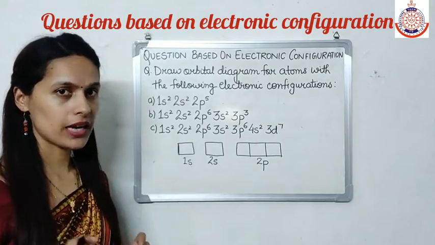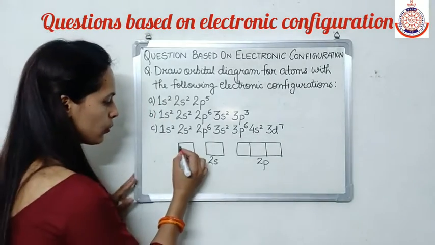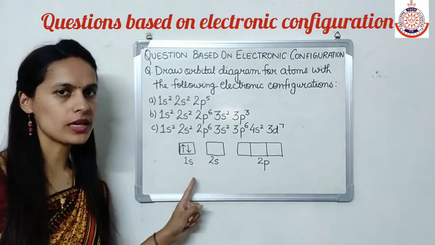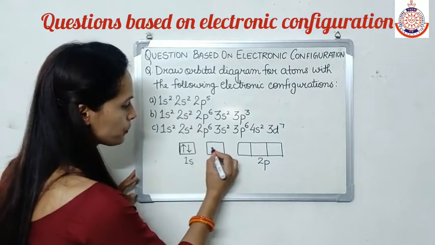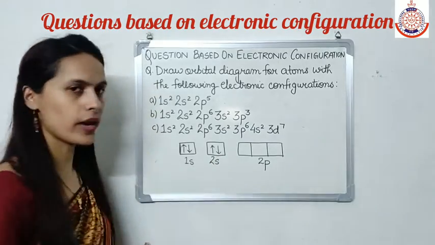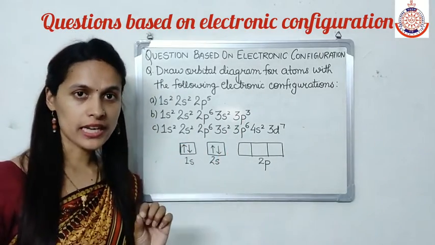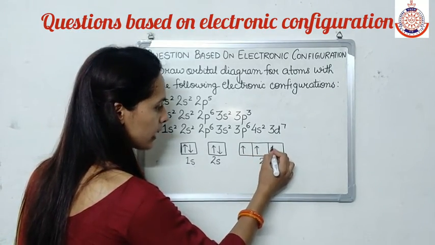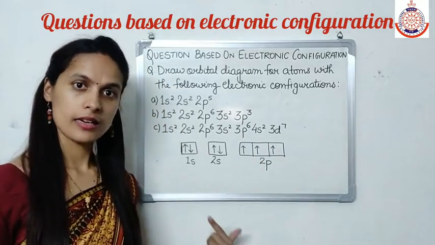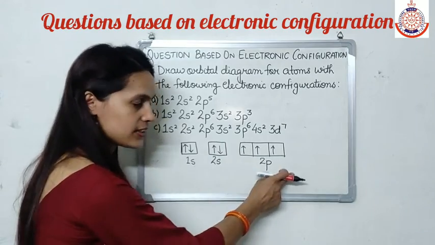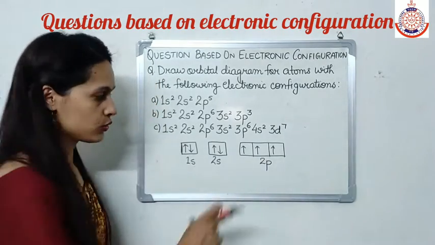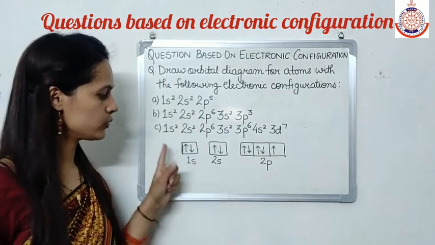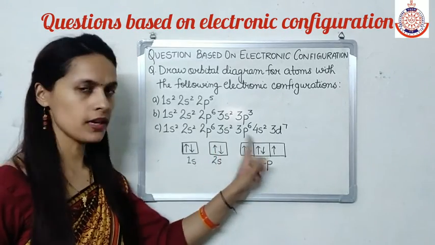Now I'll arrange the number of electrons. In 1s, I have 2 electrons. One is clockwise and another one is anti-clockwise. Upward arrow means clockwise and downward arrow means anti-clockwise. 2s2, clockwise, anti-clockwise. Now 2p5. Though there is 2p5, I'll arrange one here, then one here, then one here, and then I'll do the pairing. When I fill all the degenerate orbitals, only then do I do the pairing. So 3, now 4 and 5. So the orbital diagram for the first one is 1s2, 2s2, 2p5.